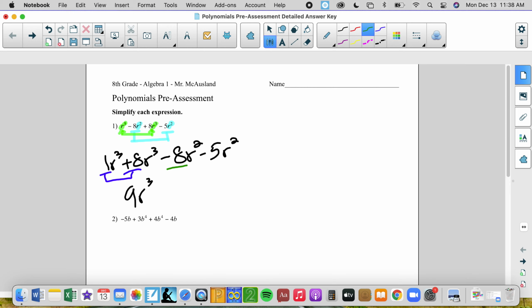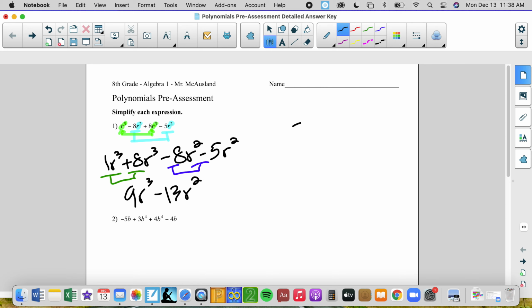Oh, I did it wrong. I did the wrong color. Sorry, I wanted blue with blue and green with green. So positive 1 with positive 8 and negative 8 with negative 5. And that would give us negative 13r squared.